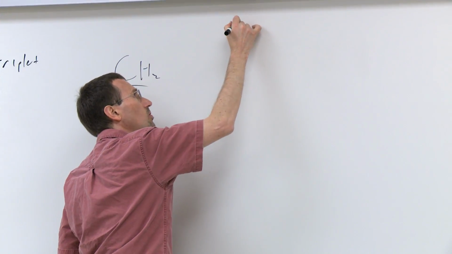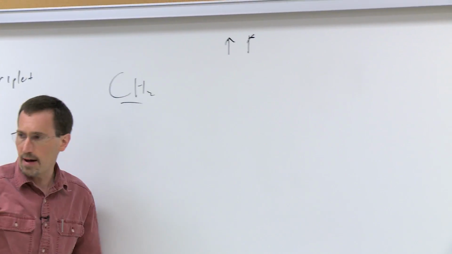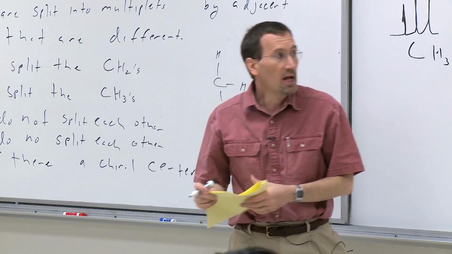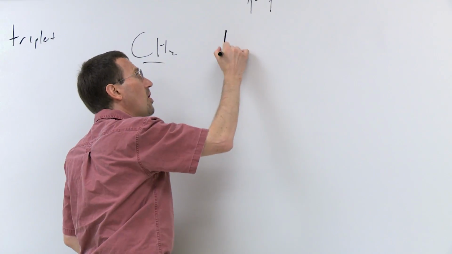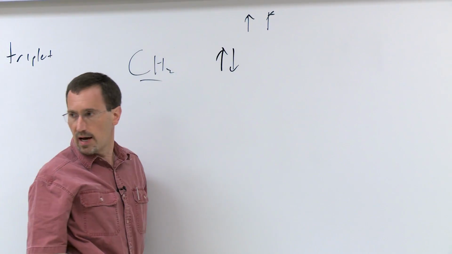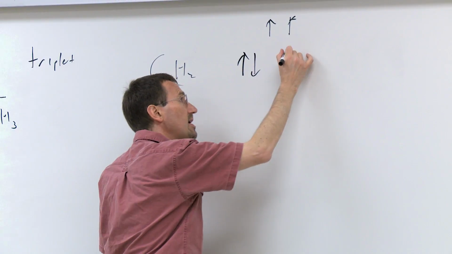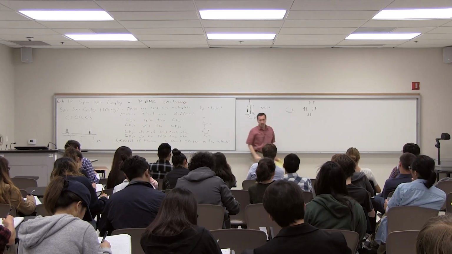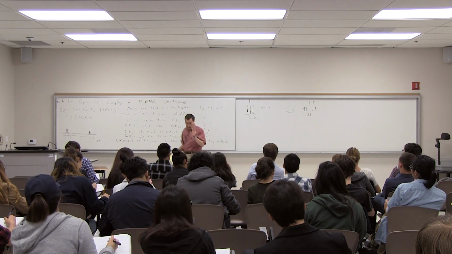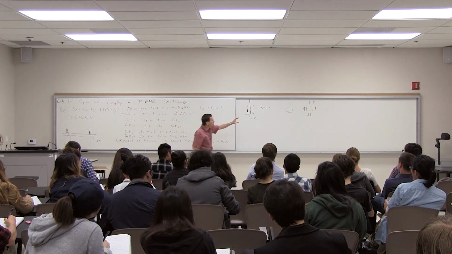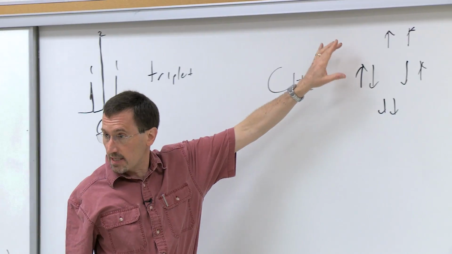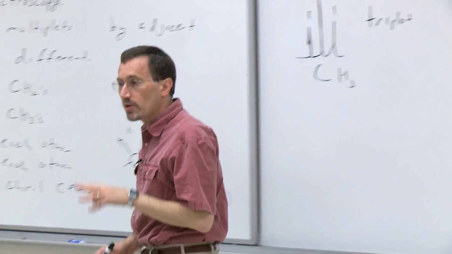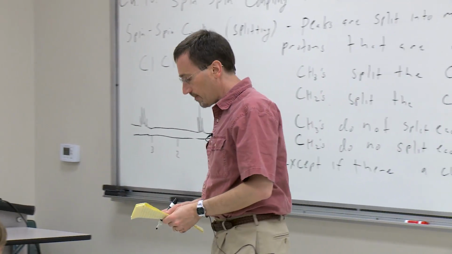So the CH2 can have both protons spin up. Remember, we said protons can be either spin up or spin down. They can be 1 proton spin up and 1 proton spin down, and there are 2 ways in which that can occur. Or they can both be spin down. That is why we get 3 lines corresponding to the 3 spin states of the CH2 group, and it explains why those lines are in a 1 to 2 to 1 ratio.